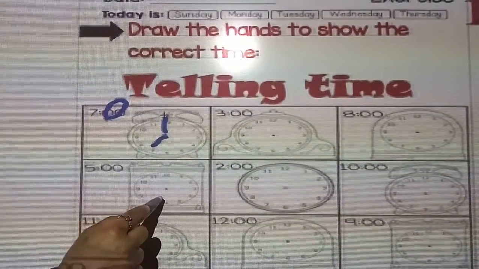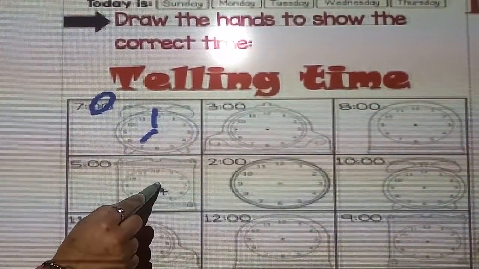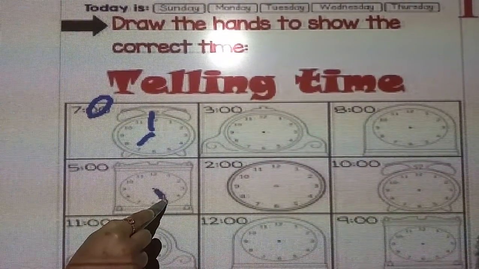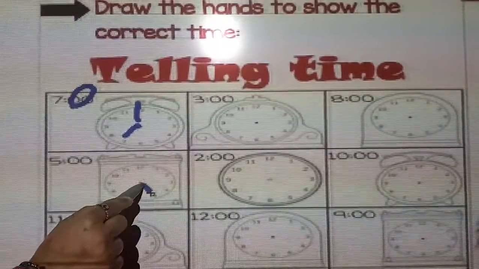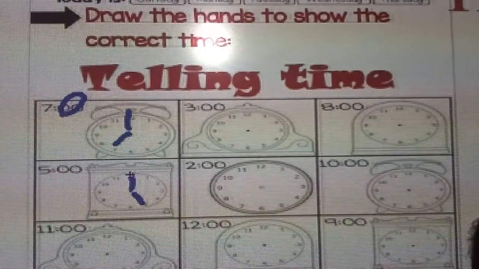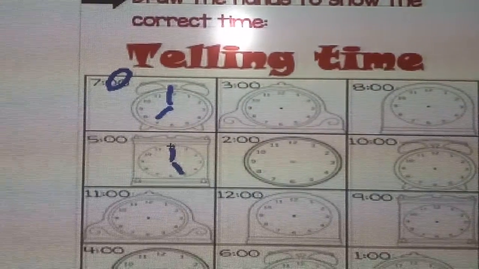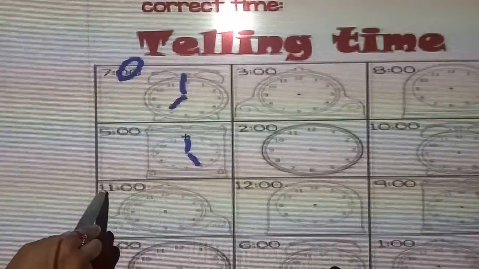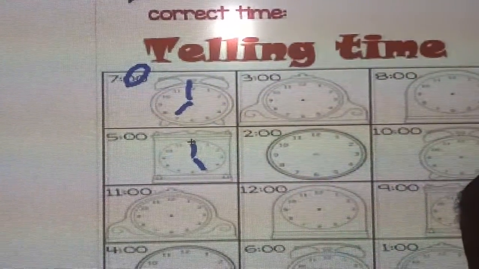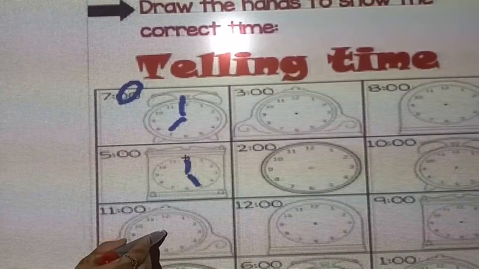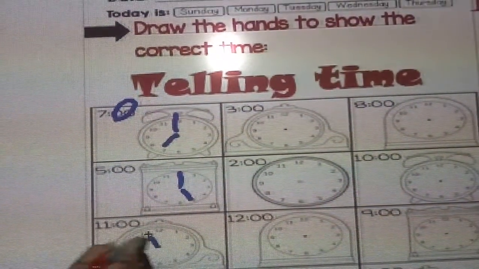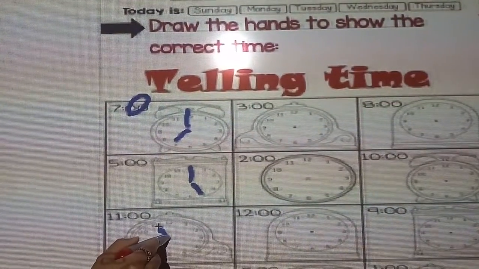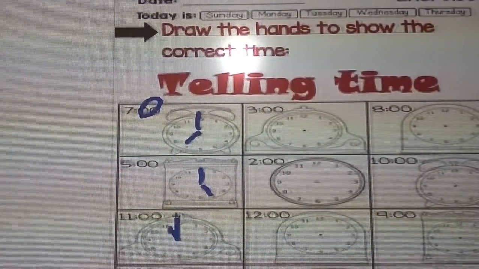Number 2, 5 o'clock. 5 means the short hand points to 5. 0, 0. Yes, the long hand points to 12. Super. Number 3, 11 o'clock. Means the short hand will point to 11 and the long hand, yes, points to 12.